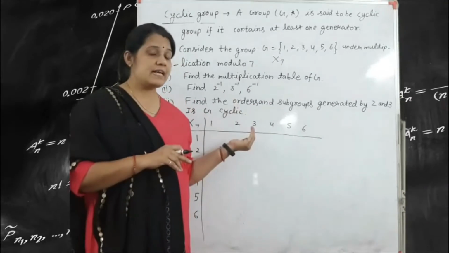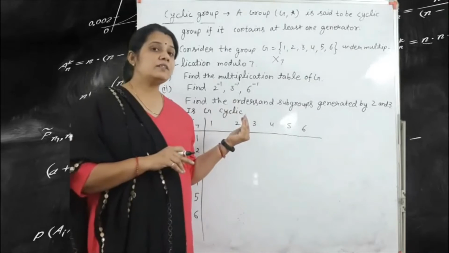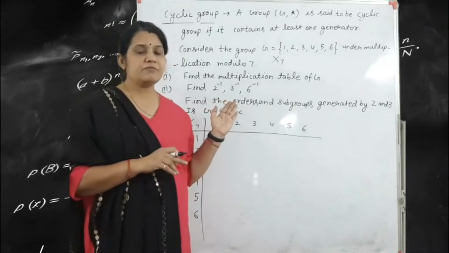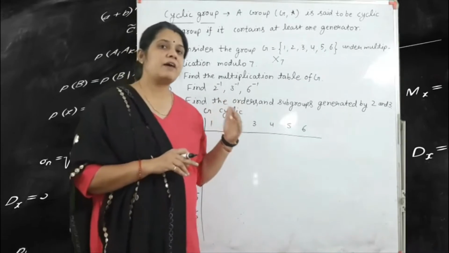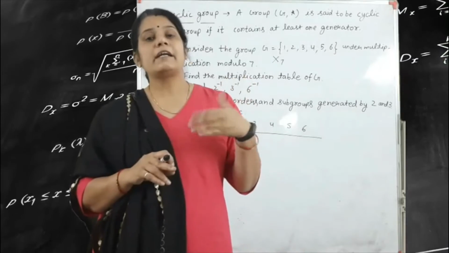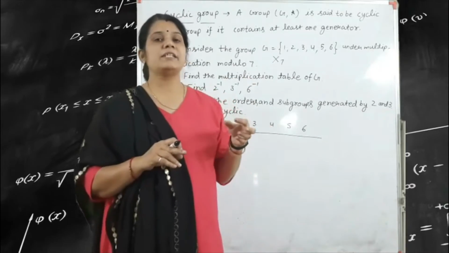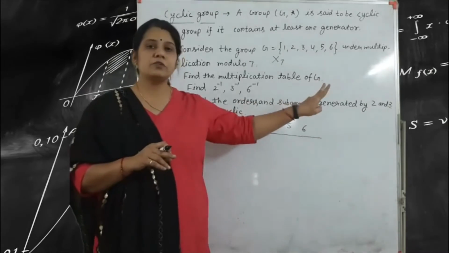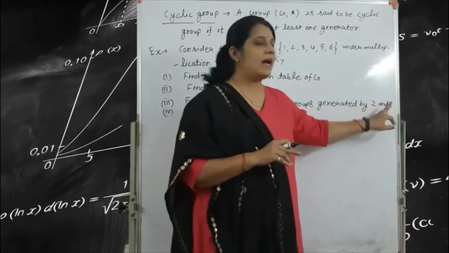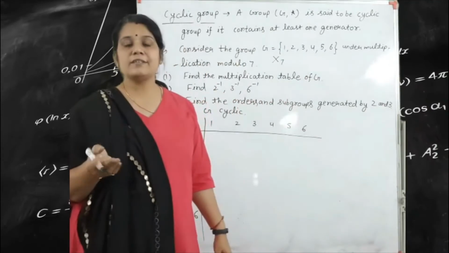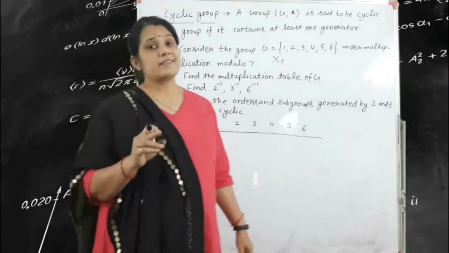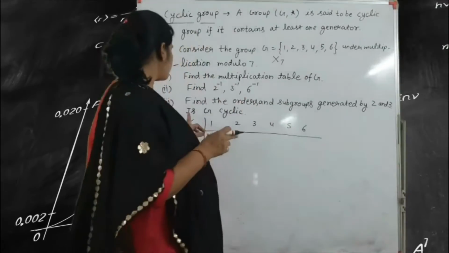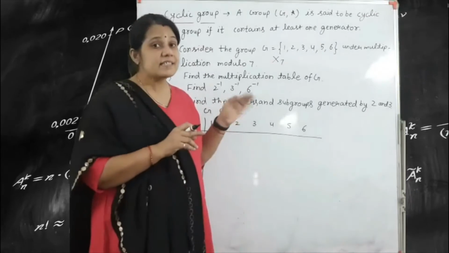In our previous lecture, we found the generator for every element. We took every element to the power of 1, 2, 3, 4 and after that we got which element is a generator or not. But in this question, we find only two elements, the generator of 2 and 3, and check here whether 2 and 3 are generators or not. And the fourth one is: is G cyclic?